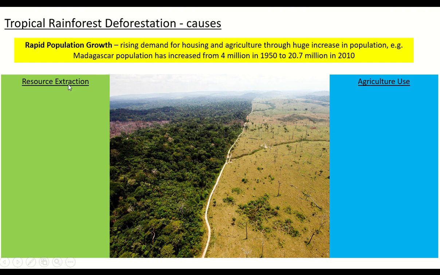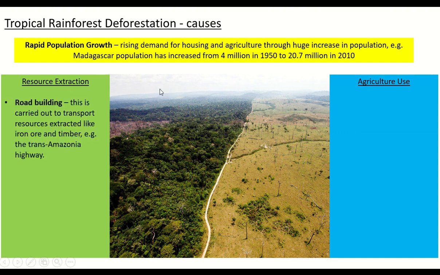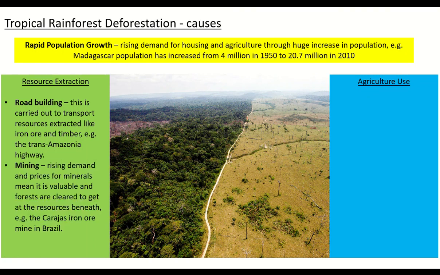So other, more specific reasons we deforest: we build roads. You've got to clear the area for the roads to be built in the first place, but road building tends to then lead to more little roads and more deforestation alongside those as well. But we build roads, and we also then extract things like iron ore and timber from the rainforest. The Trans-Amazonia Highway is a really good example, you can see here, of a road that goes through a rainforest and leads to further deforestation, because it makes it easier to access the resources.